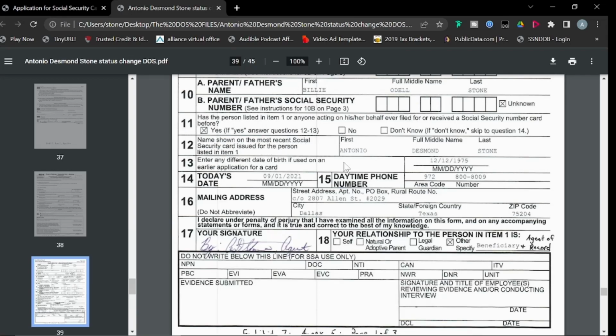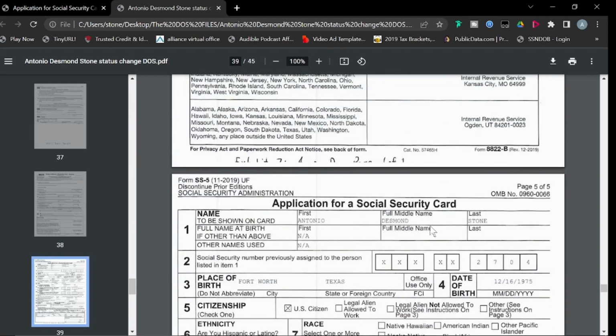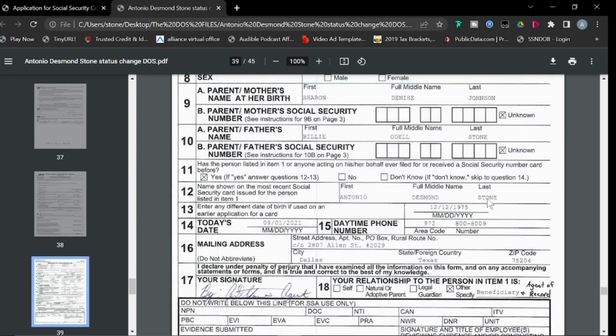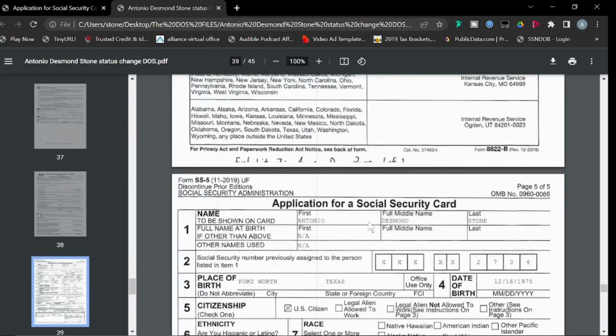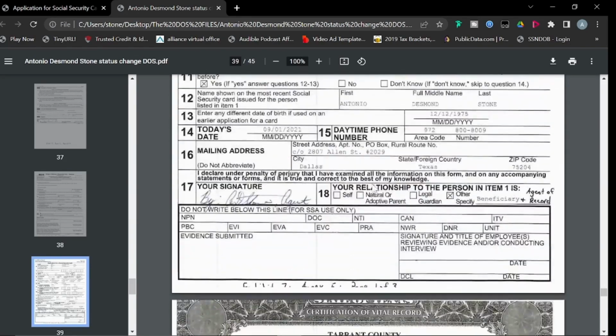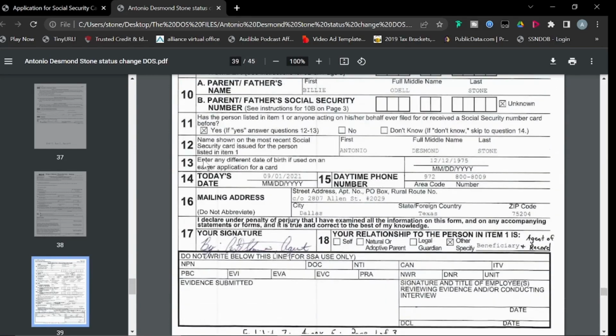Coming back down, 12: names shown on the most recent social security card issued for the person listed in 1. That's 1 right there. It's the same name, the same entity that they created. So you come down. Here we go. Now, enter any different date of birth if used on an earlier application for a card. Here's the second part. We actually have 3, but here's the second one. Now you put your birth date here.